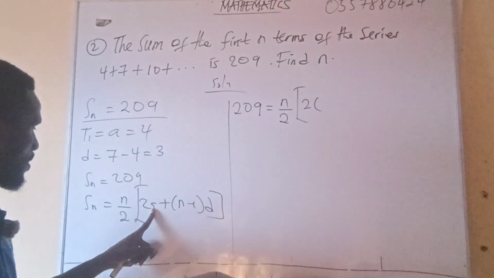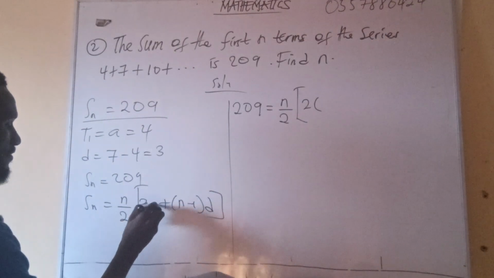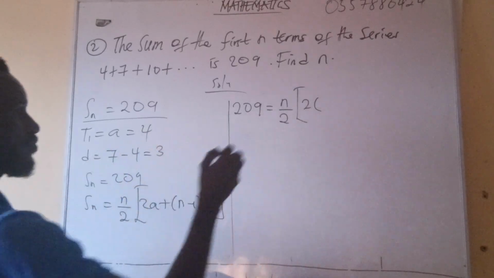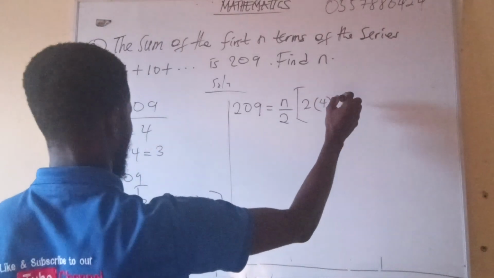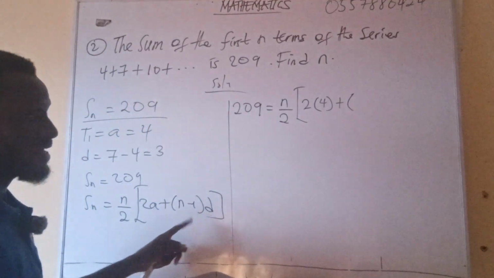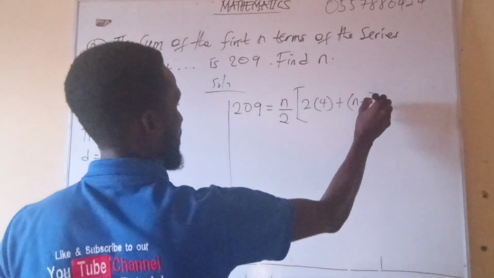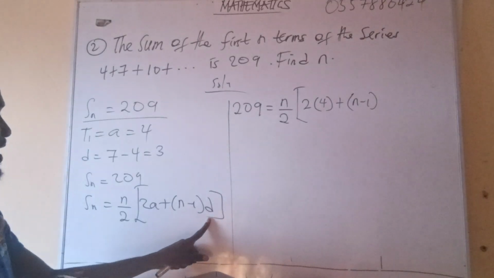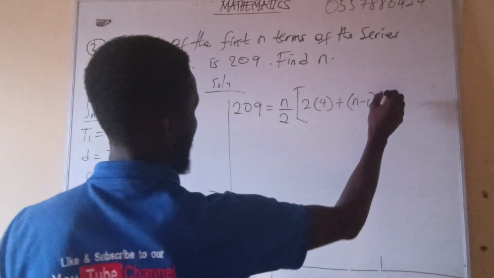Now 2 times a. What is a? A is the first term. The first term here is 4. Then n minus 1. We don't know n, so we have n minus 1, multiplied by d. What is d? The d is 3.